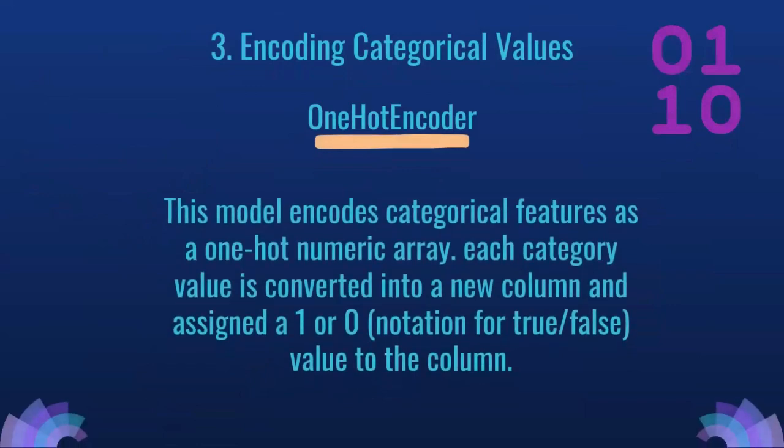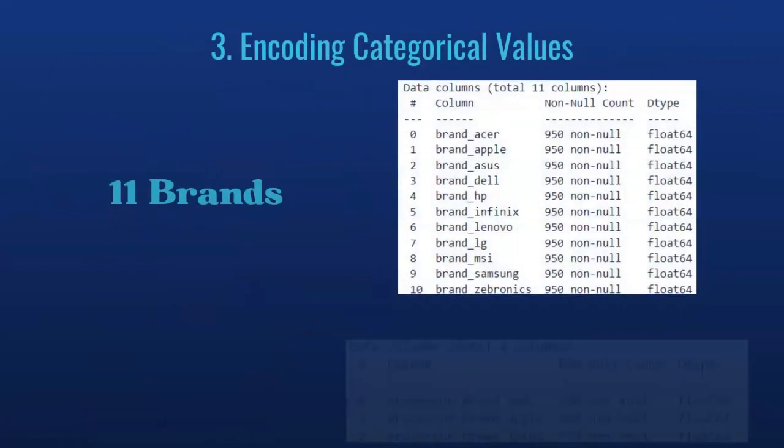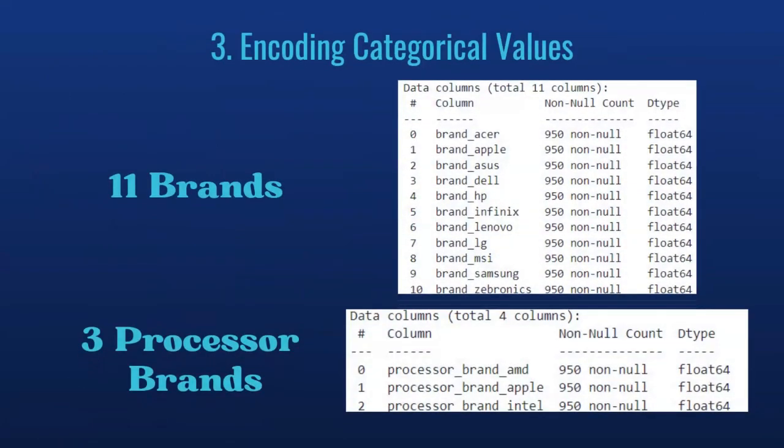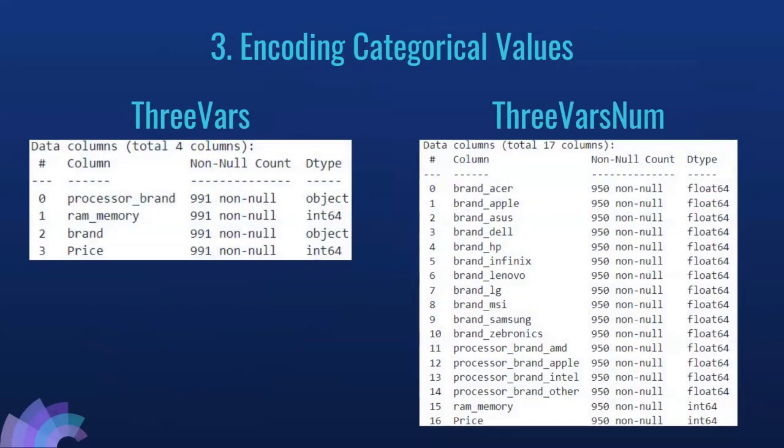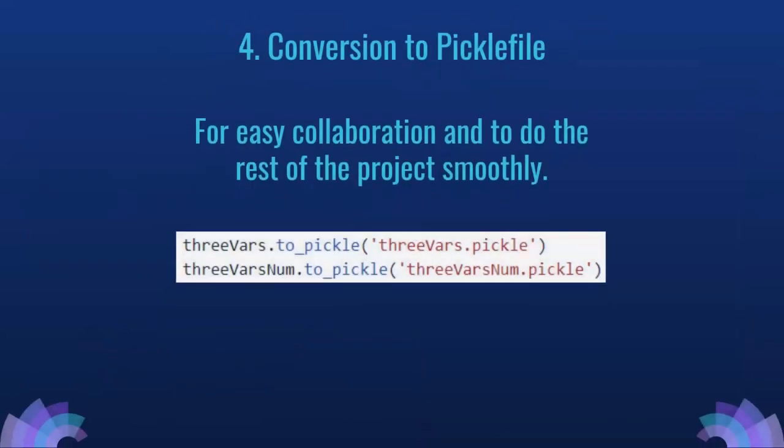For the third step, we encoded categorical values to prepare our data in the case where our model or analysis methods only allow numerical data. We decided to use one hot encoder for this. This model encodes each category value to 1 and 0 as a notation for true or false. We encoded 11 brands and 3 processor brands to one hot numeric arrays. After concatenating the encoded variables with price and RAM memory, we now have a new data frame, 3 vars. Lastly, we converted the 2 data frames to pickle files for easy collaboration and to do the rest of the project smoothly.